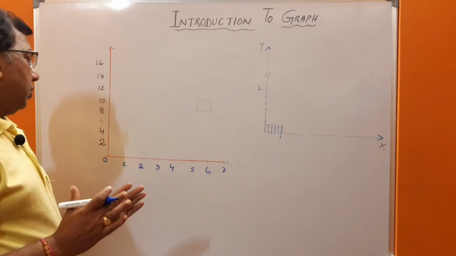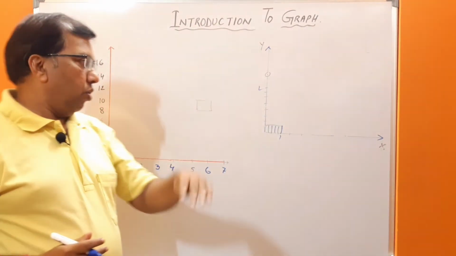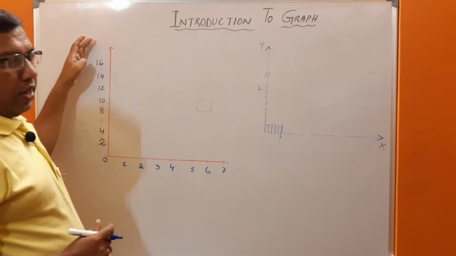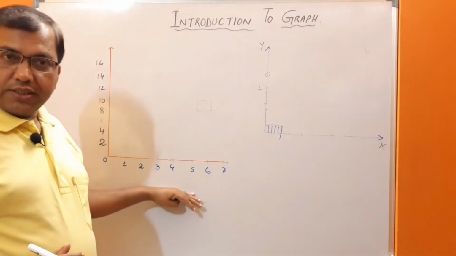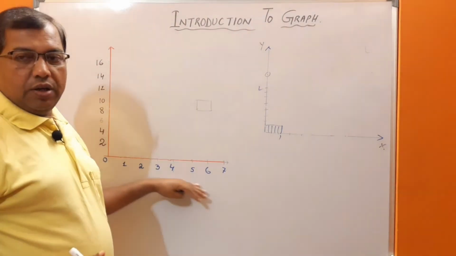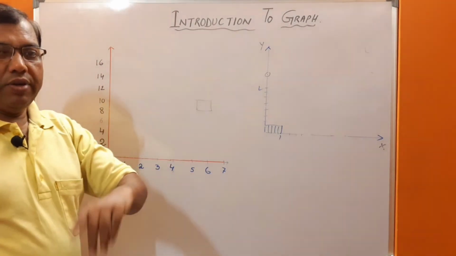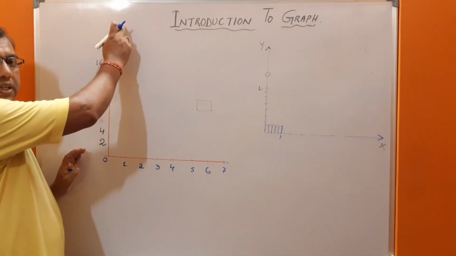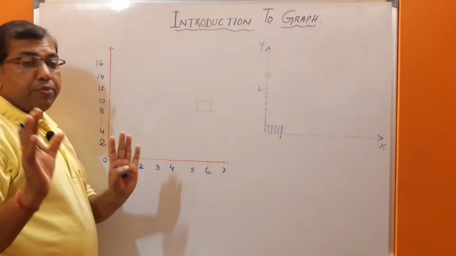How to plot? Always remember that the dependent variable is always on the y-axis, and the independent variable will be taken on the x-axis. Remember it. The independent variable is taken on the x-axis and the dependent variable on the y-axis. Clear? So you have to plot the temperature.